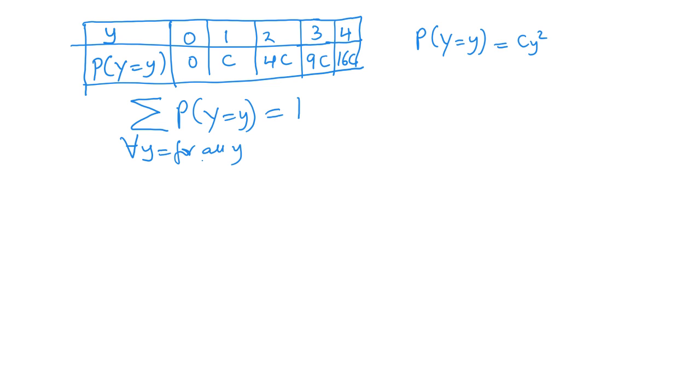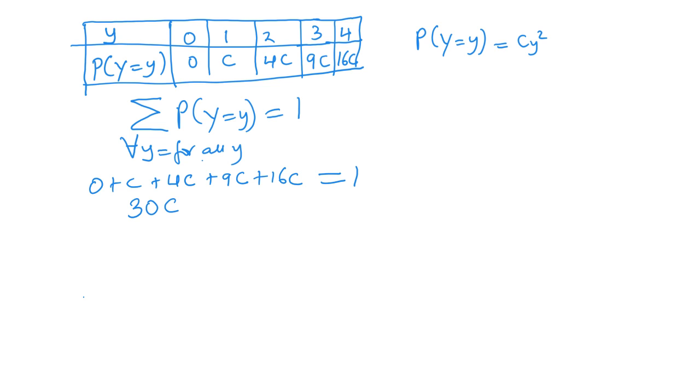What does it mean? That the probability of y is equal to 0 plus the probability of y is equal to 1 plus the probability of y is equal to 2, whatever, must be equal to 1. So since we have the probabilities in the table, let's just get them and sum up. So we have 0 plus c plus 4c plus 9c plus 16c will give us 1. So what's that? 14 and the 16, what do you get?